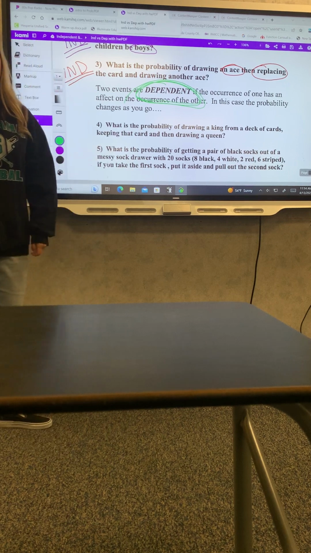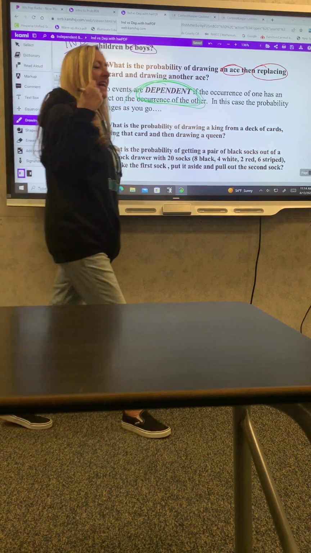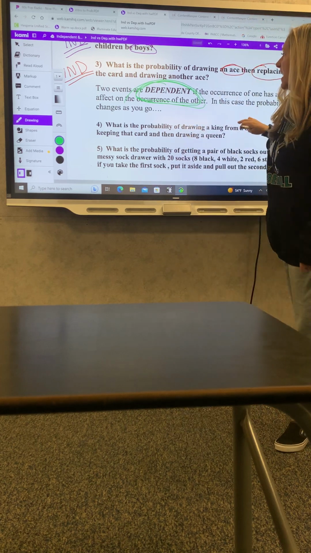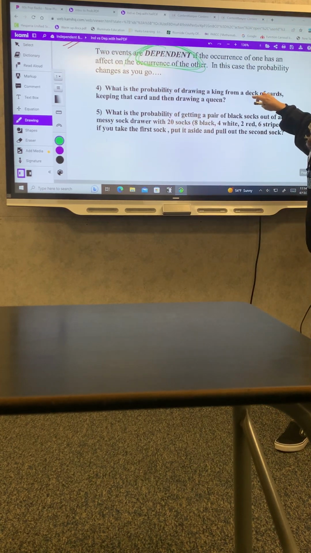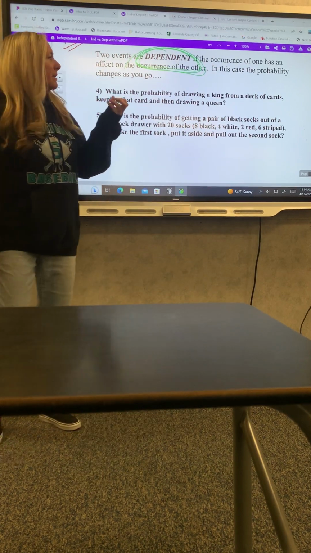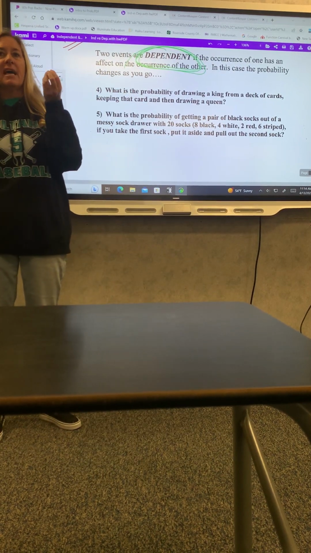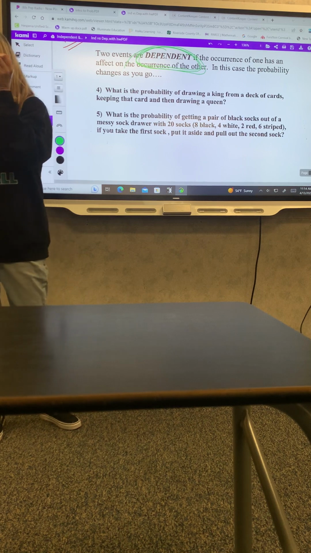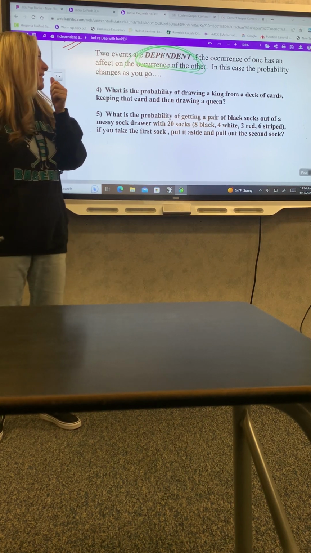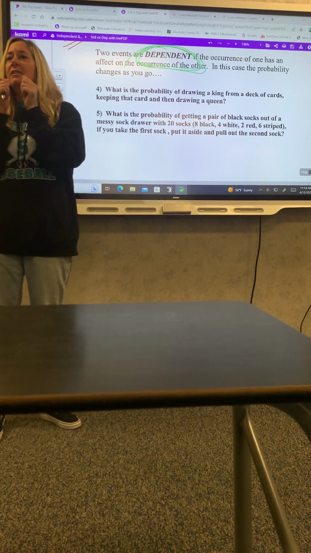So dependent, it changes as you go because it does have an effect. So I only have 2 questions on this part. The first one says, what is the probability that you draw a king from a deck? You keep it in your hand, right? This is kind of how Vegas works. And then the next card you get is a queen.